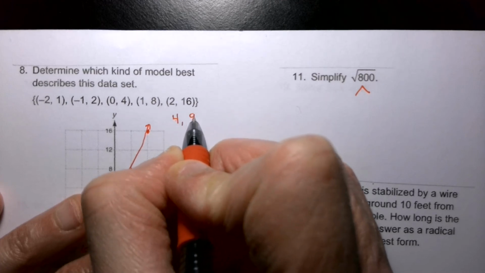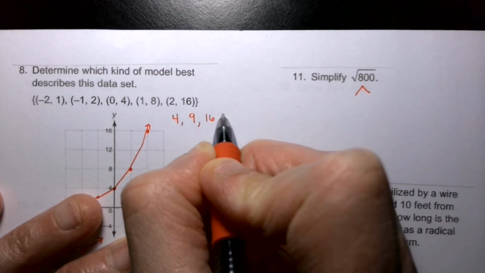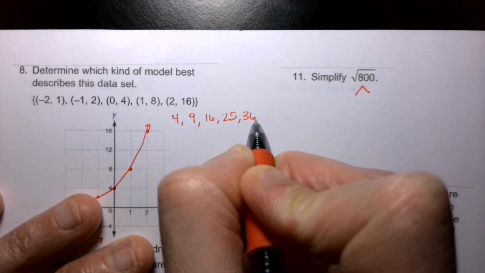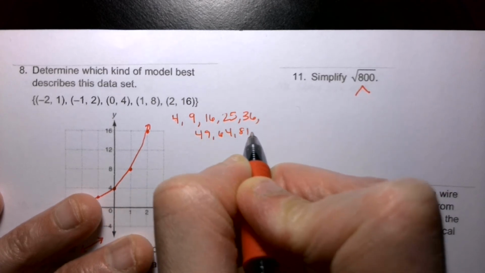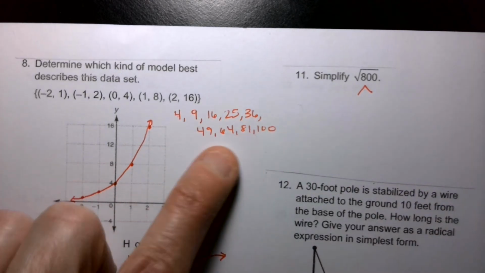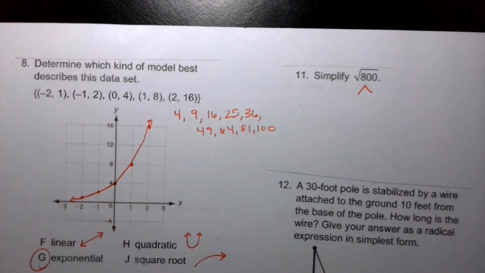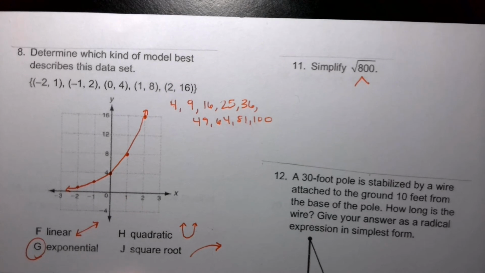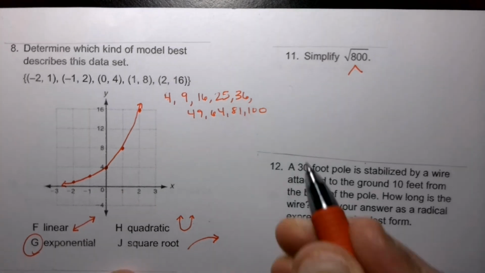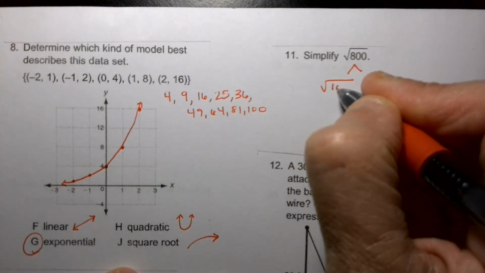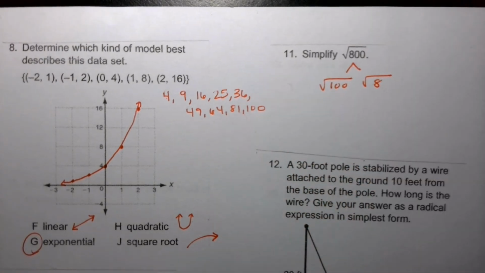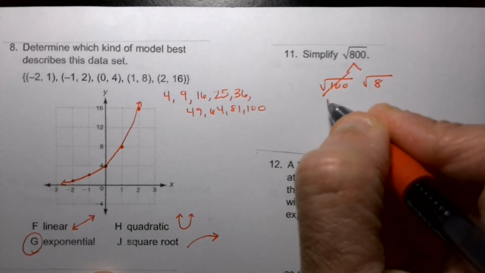That's 2 squared, 3 squared is 9, 4 squared 16, 5 squared is 25, 36, 49, 64, 81, 100. We're looking for factors that are those. So can you see one that's a factor of 800? Because I do. 100. So we can split this up into square root of 100 times the square root of 8, can't we? We probably could have even done bigger. Actually, I know we could have done bigger. But we're going to start there.